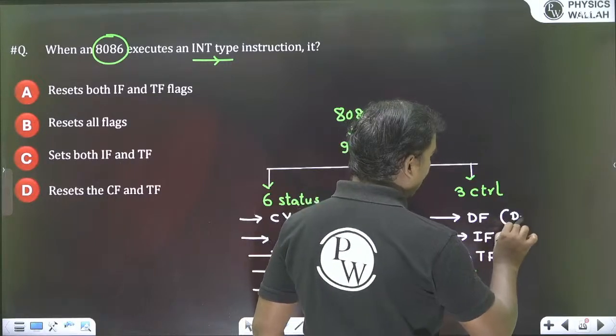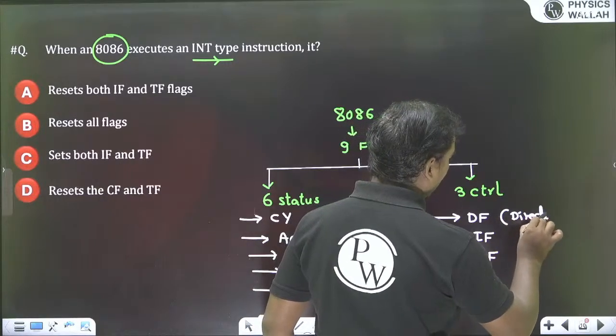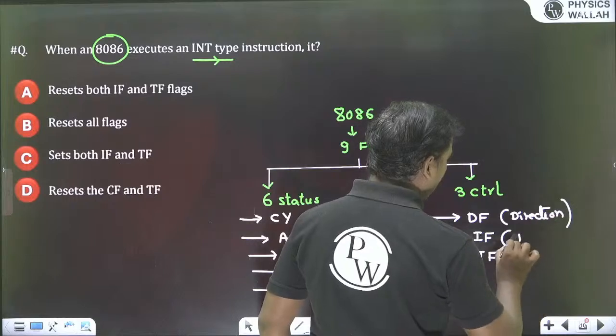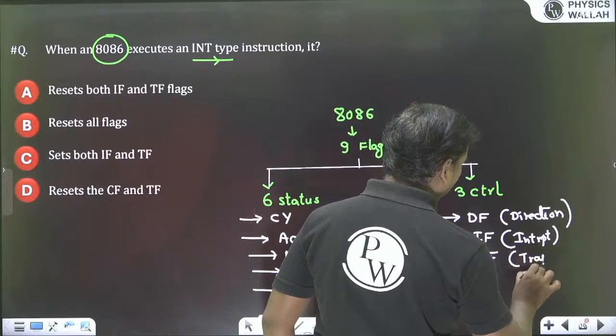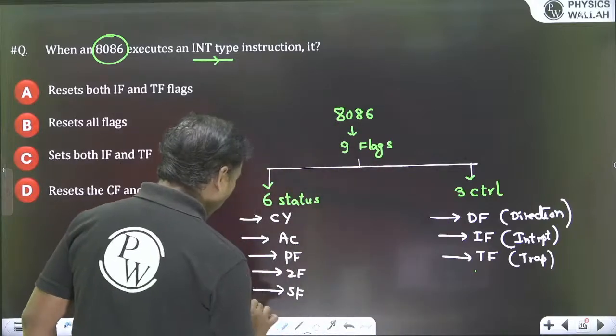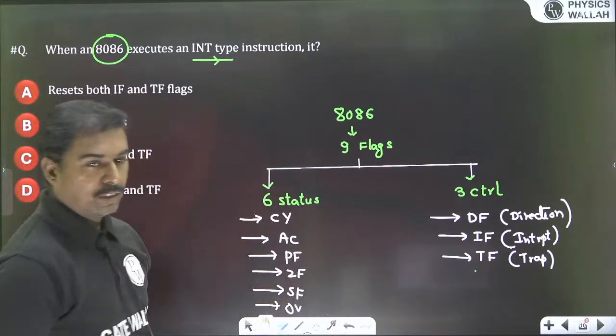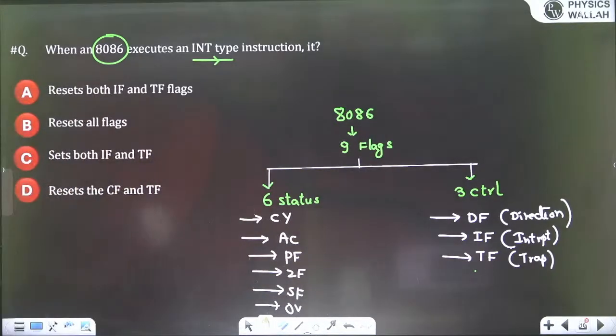This is the direction flag, this is the interrupt flag, and this is the trap flag. And the overflow flag also. Total this. Okay, so try to answer the question. What is the question asking? Whenever 8086 executes an interrupt instruction, what is going to happen? That is the question.